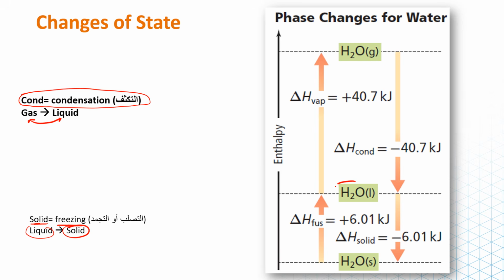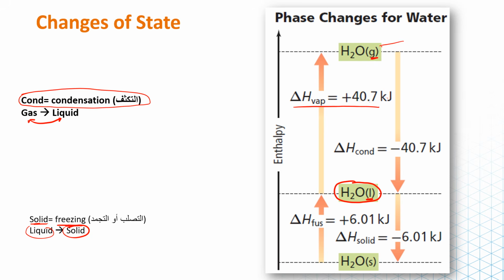So now let's look at water here, guys. Can you see water here? It's liquid, right? So if I want to change the water from liquid to gas, I need to add 40.7 kilojoule. That's the delta H of vaporization. لازم إنه المي تمتص هاي الكمية من الطاقة عشان تصير غاز.